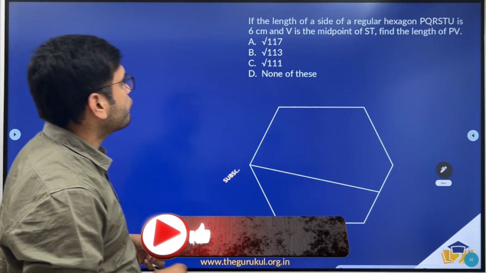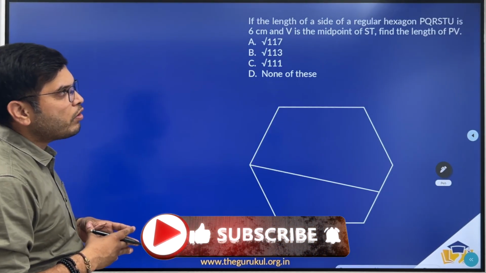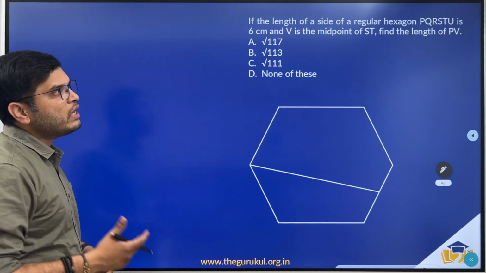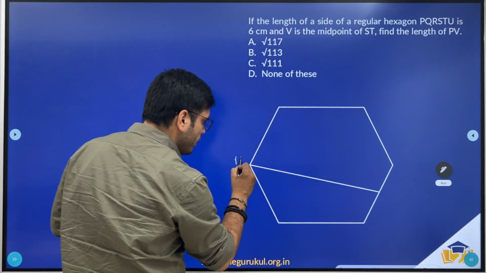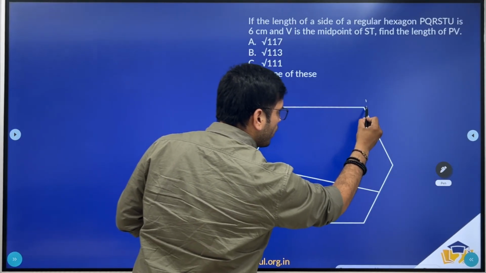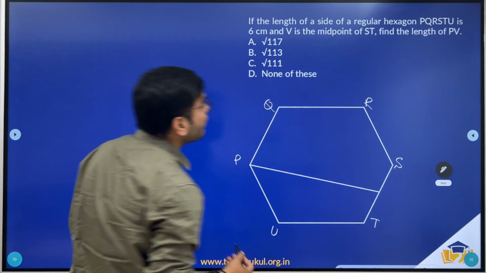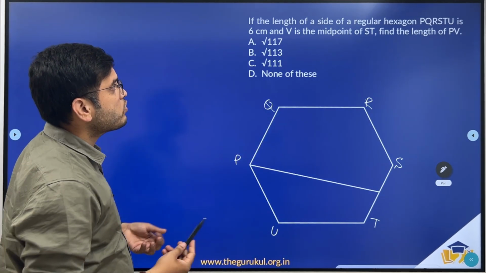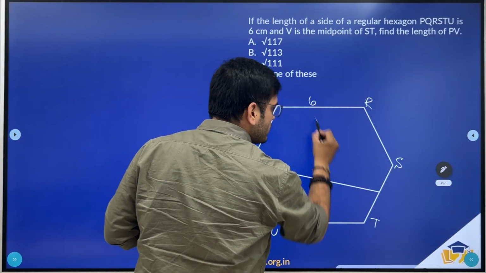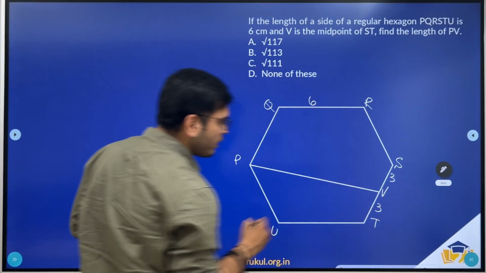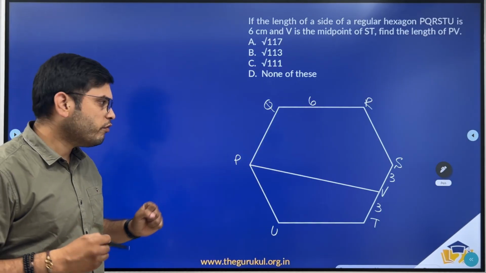Now coming to the first question: if the length of the side of a regular hexagon PQRSTU is 6 centimeters and V is the midpoint of ST, find the length of PV. So let this be PQRSTU. The side of the regular hexagon is given to be 6 centimeters, so this is 6. V is the midpoint of ST, so this becomes 3 and this becomes 3. Now we are asked to find the length of PV.